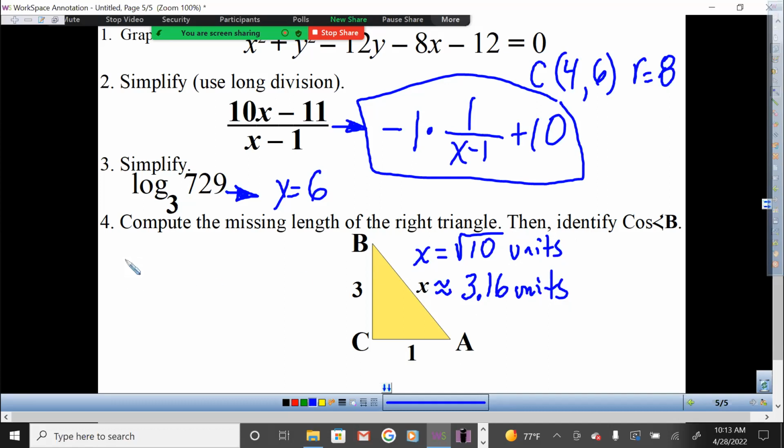Now, with that said, we need cosine angle B. What'd you get for cosine angle B? Mel, what'd you get? I'm sorry? Listen. Three over 3.16, approximately. That is correct. Adjacent over hypotenuse. All right, let's move on.